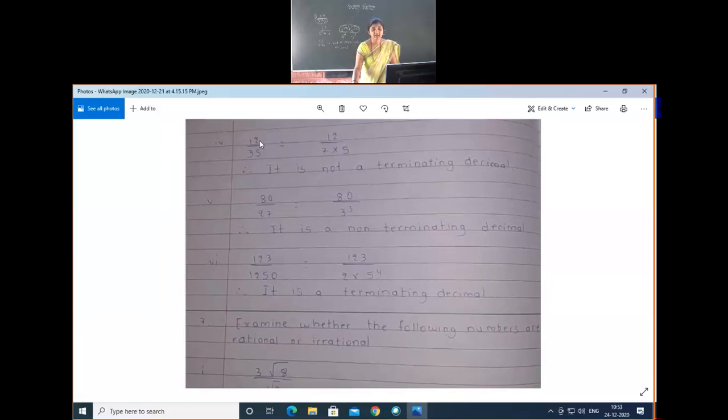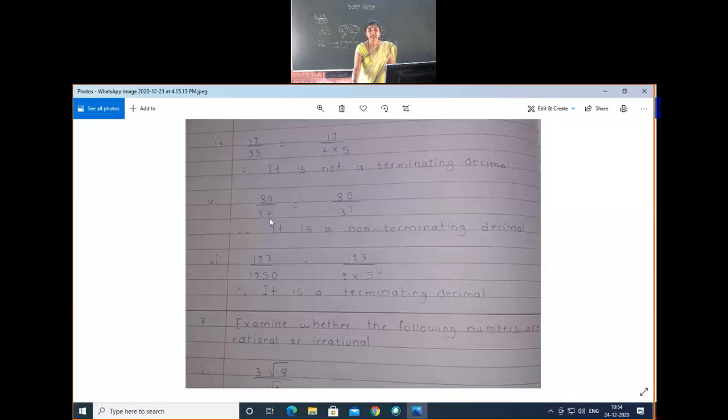Next, see here 12 divided by 35. 12 by 35. For 35, the factors are 7 into 5 only. 7 to the power of 1, 5 to the power of 1. Here we got 7, so it is not a terminating decimal expansion.